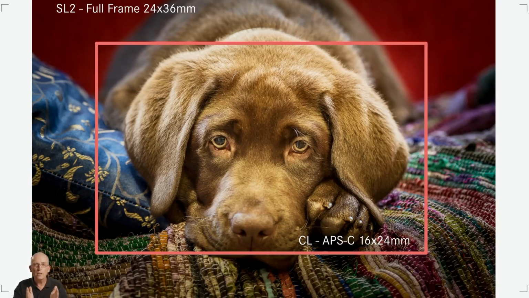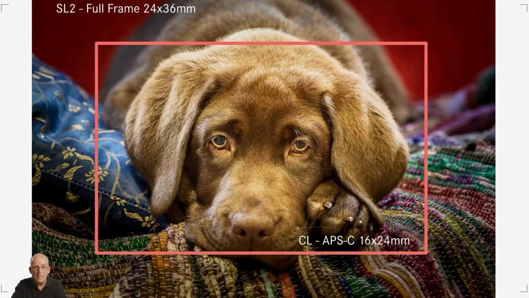And when people talk in terms of 35 millimeter equivalent, what they're talking about is the focal length of that lens converted to 35mm full frame format to give you an impression of its angle of view.